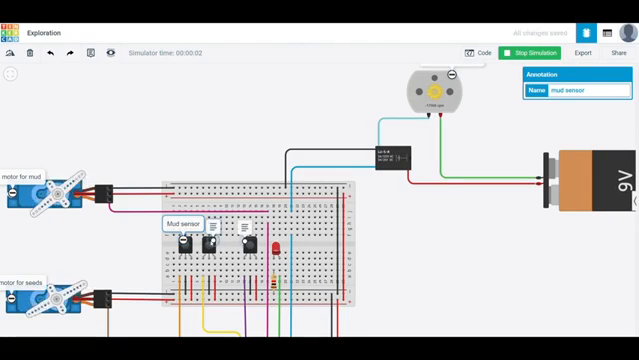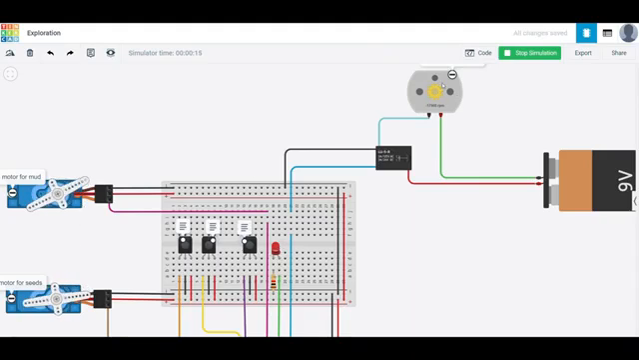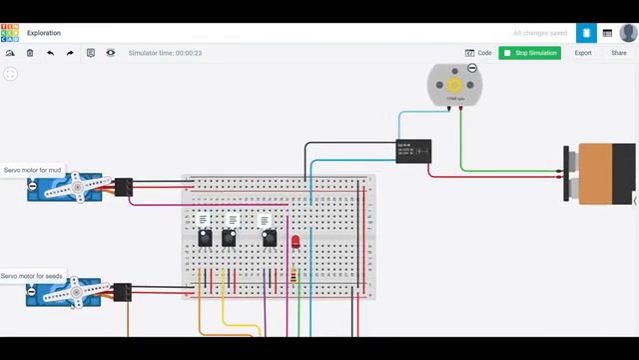When the mud sensor and the seed sensor sense the presence of mud and seeds in the hopper, the machine gets started. That is, the LED starts glowing, the servo motor starts sweeping, and the DC motor starts rotating. The servo motor for seeds sweeps at a higher rate so as to let a small amount of seeds fall in the drum, whereas the servo motor for mud sweeps at a slower rate so as to let a large amount of mud fall in the drum.